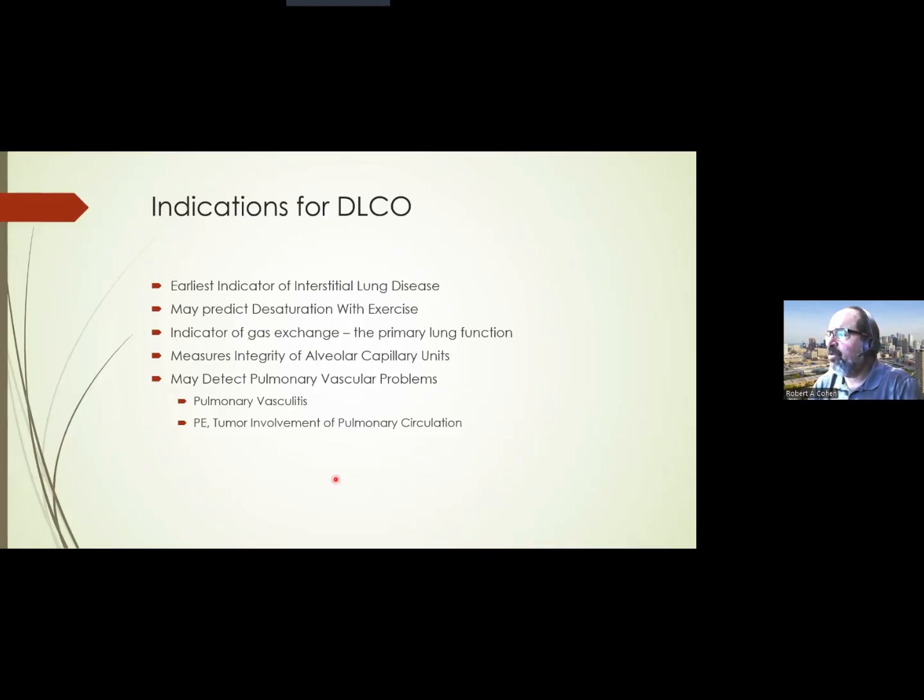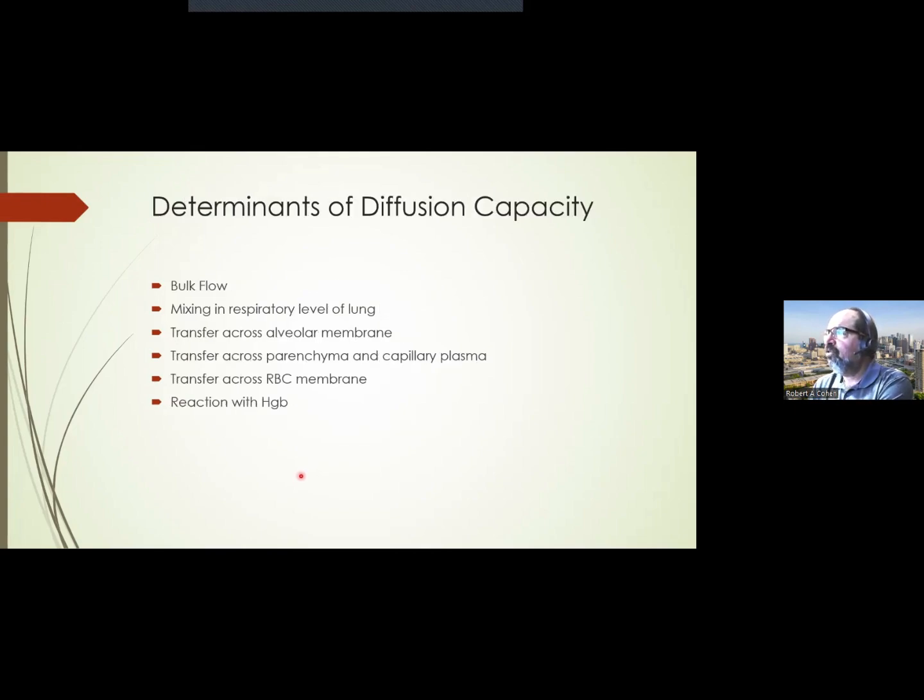And it can detect pulmonary vascular disease, which would not be detected by spirometry or conventional lung function testing. And we've had cases where we found tumors involving the pulmonary vasculature that have been identified through this modality. So what is the diffusion capacity and what are the determinants of how it works?